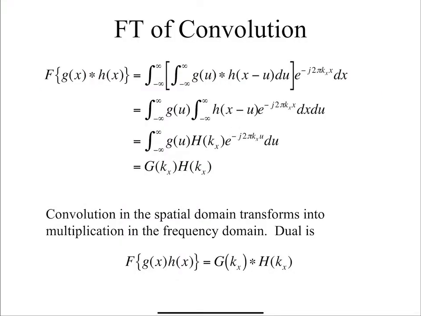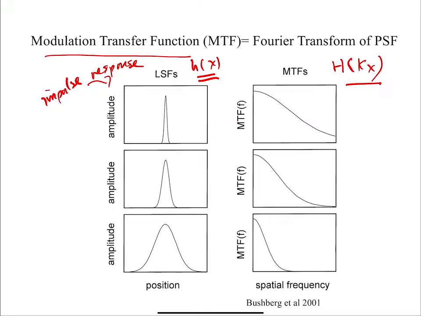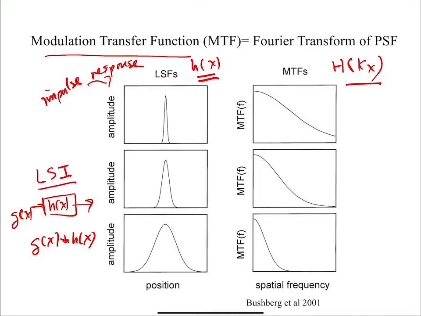And here's the thing. We talked about last time in the supplementary lecture that if I have a linear time invariant system, which has some impulse response h of x, and I have an input g of x, the output can be written as g of x convolved with h of x, if this is a linear shift invariant system. Okay. So now the question is, what is the Fourier transform of that? I'd like to know the Fourier transform of the output of my system.